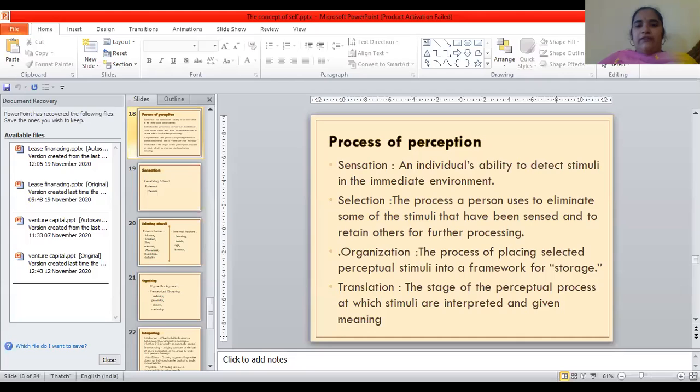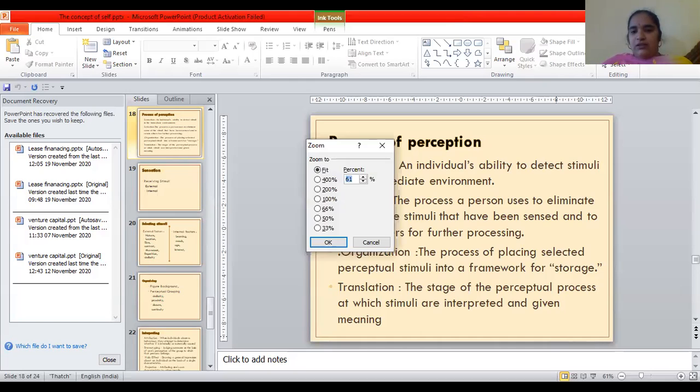So in today's class, we'll be continuing our discussion about the perception process. In our last class, we discussed what perception is and what the steps involved are. Today we'll go into the details of the four steps, that is sensation, selection, organization and translation.